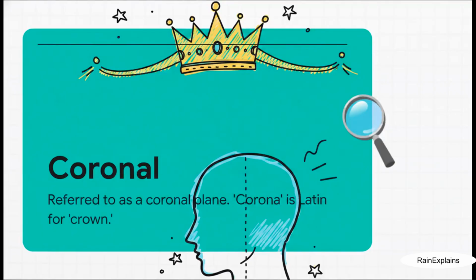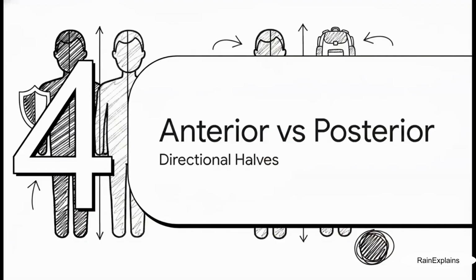So if you picture a tiara or a crown resting straight across the top of someone's head, going from ear to ear, well, that is exactly the line the coronal plane follows as it descends through the body. Pretty cool, right? Let's head into Section 4, Anterior versus Posterior.